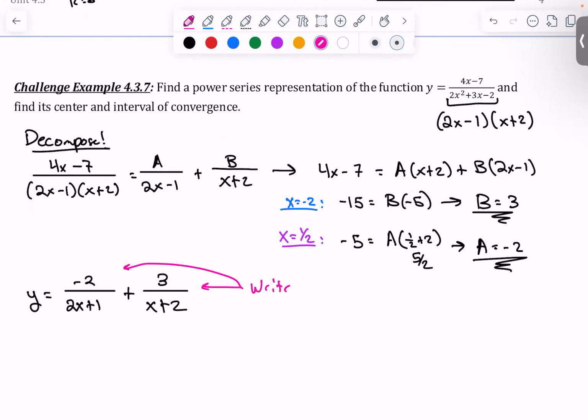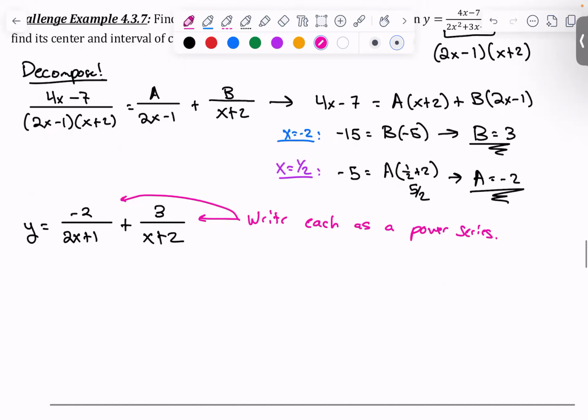Write each as a power series. So I'm going to do this in stages because I can't work at the same time. It's fine if you are able to do that. I can do it if we really want to, but I wouldn't recommend it. That's just too much mental load at one time. So break them down by pieces.